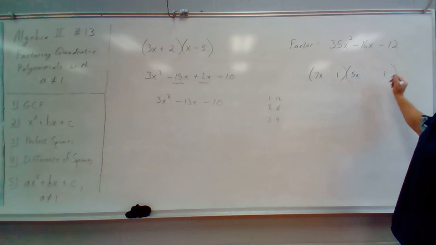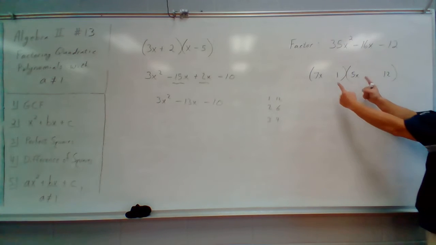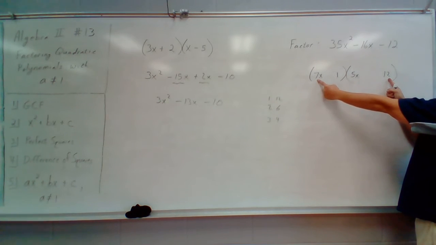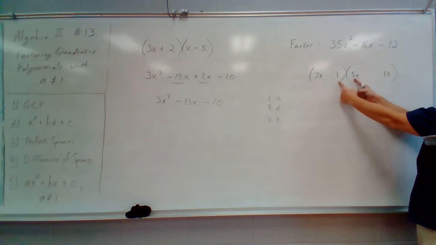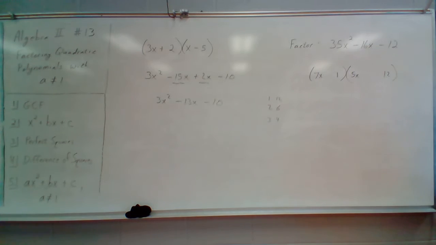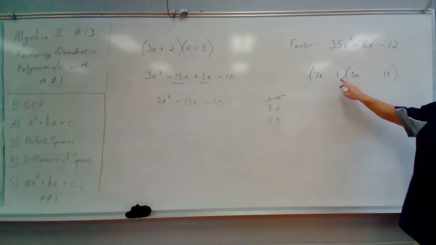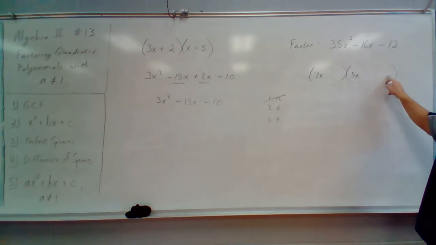Let's put the 1 here and the 12 here. 35x squared. 7 times 12 is 84, I believe. And 5, no way to get a 16 out of that. Okay. So I've tried the 1 and the 12 combination. Both ways won't work. Let's go with the 3 and the 4.